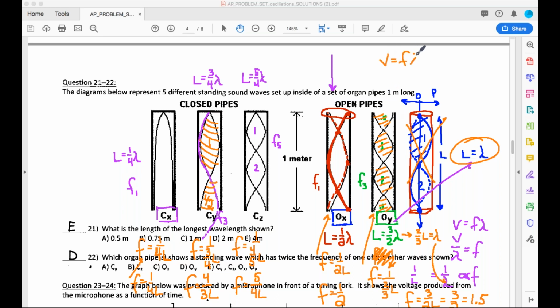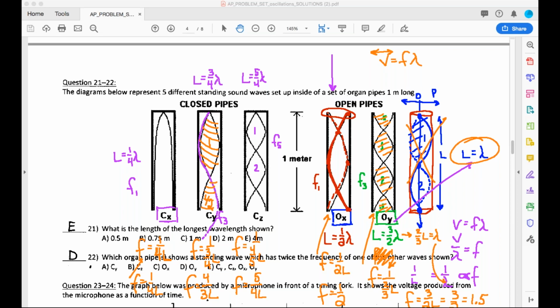Since V is equal to F lambda and V isn't changing, then we can see that OY has to have twice the frequency of CY. So I can see that now. I think that was a much easier way of doing it than solving for F. So sorry that I kind of went around that long route to answering question number 22. All right, and that's what Corinne is saying as well about counting wavelengths.